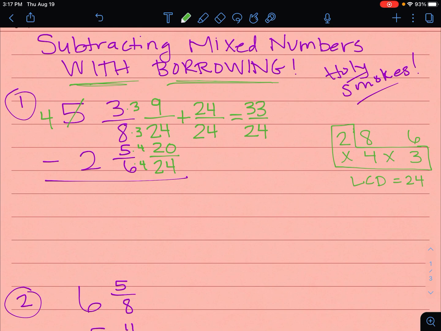Now, the 24 we just borrowed plus the 9 we already had, that makes 33. So now, holy smokes, we've got enough to take away the 20, which is what we want, and we don't mind that this is improper up here because we're about to change that right now. So 33 take away 20, that makes 13. We're still in 24ths. Don't forget your whole number, that 4 take away 2 is 2. If we had to reduce this and it wasn't all the way down, then we would do that next, but we're done. The answer is already simplified.